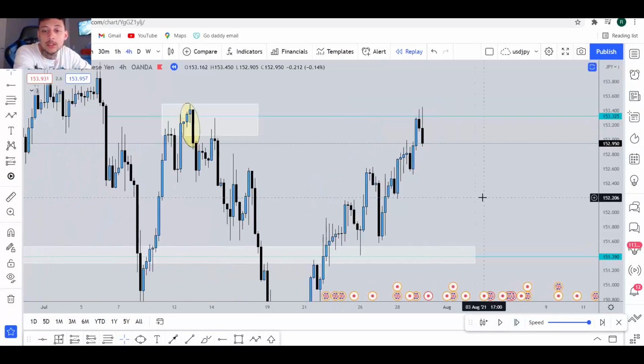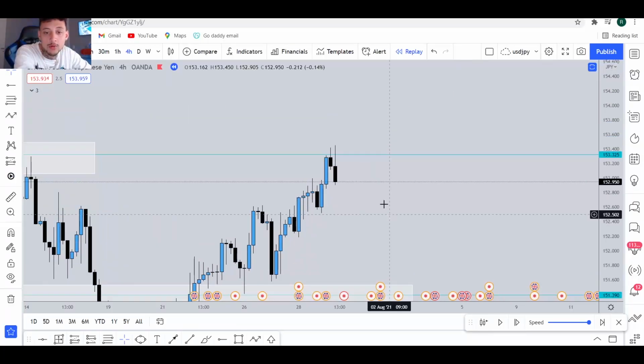Right? Now look at this. Resistance is now being rejected. Right? What do we have here? A high probability bearish variation pattern. Why did you say high probability bearish variation pattern? Because price closed under the lowest low of the previous candlestick.